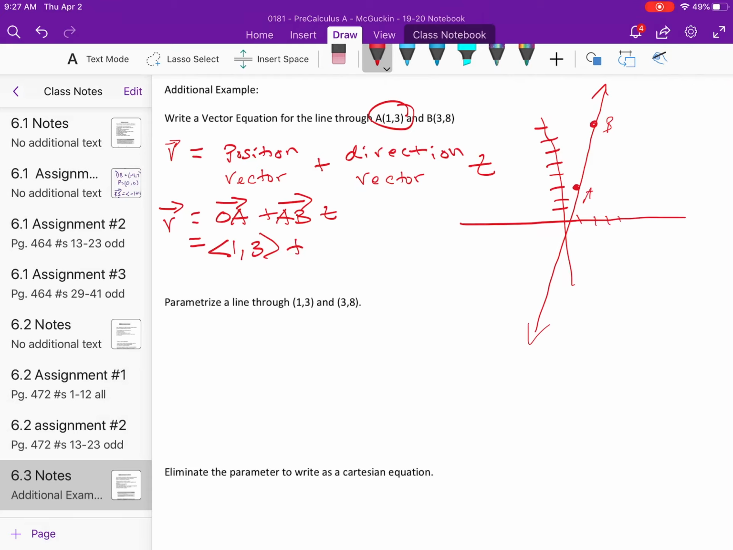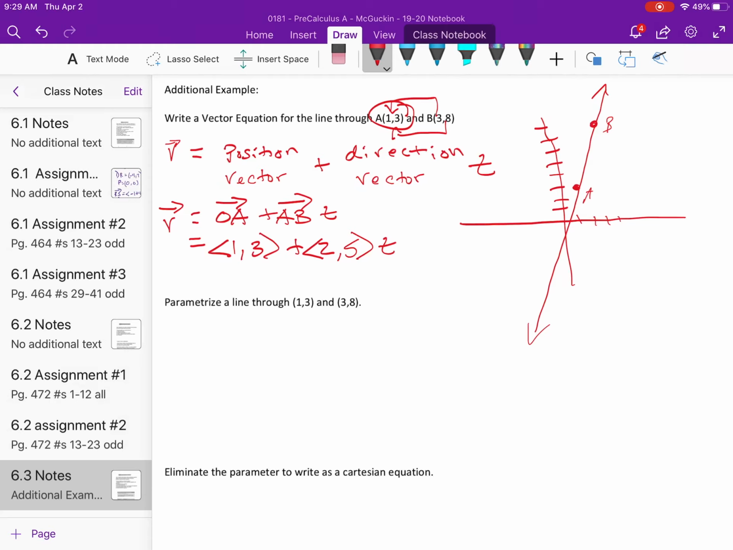Now, this is where it gets a little trickier. Some people automatically will assume that it is going to be at that point 3, 8. That is not the case. Remember, it is basically how do you get from A on to B? That's what we're asking for. So in that case, we're going to say 3 minus 1 is 2. And for the y component, we're going to say 8 minus 3, and that is going to be 5, being multiplied by our scalar or parameter t in this case.